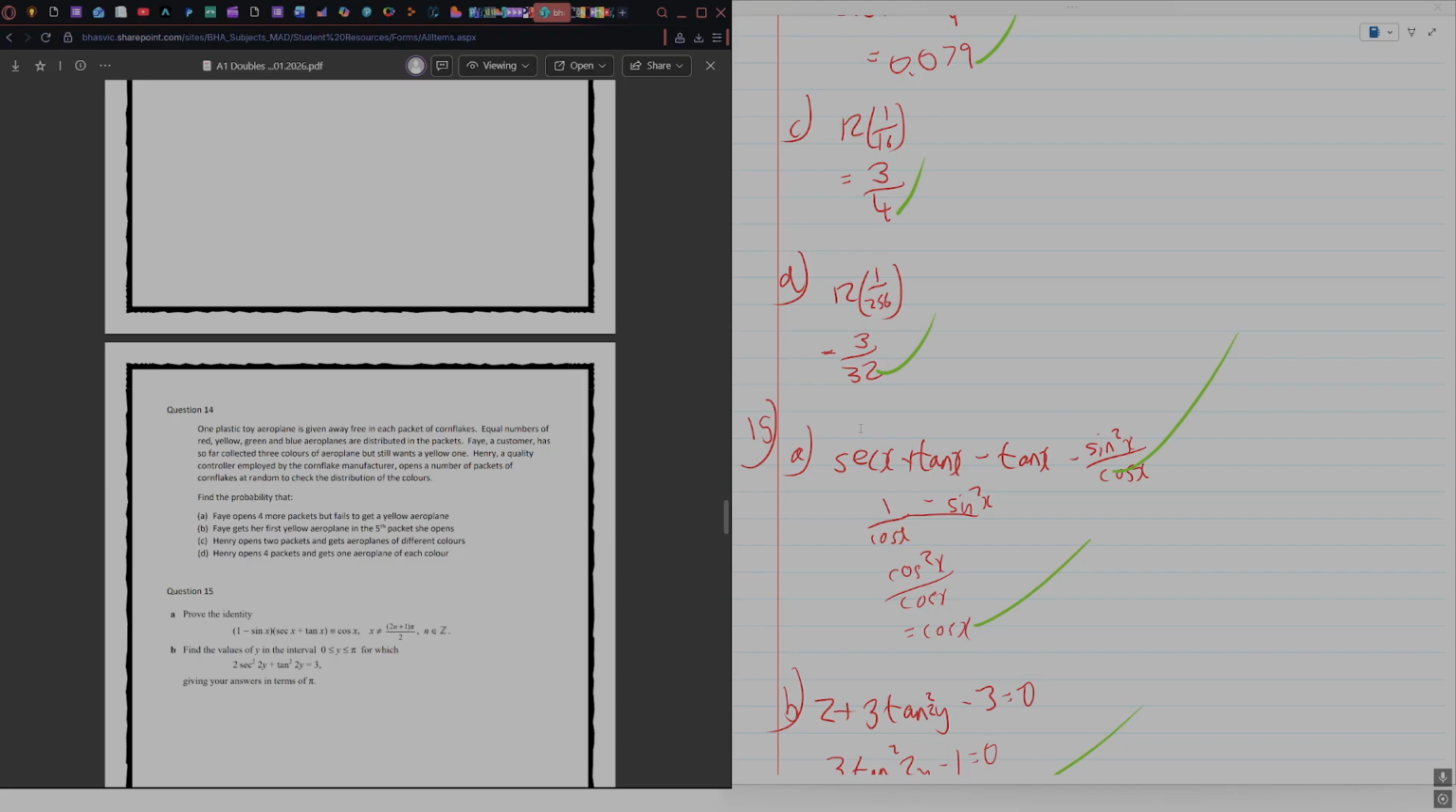Wait, did I? I think I wrote down the wrong number here. Sorry, I've done this wrong. The answer's right, but it's supposed to be 24 times 1 over 256, because there's 24 different ways of doing this. I don't really know how to explain it because you can use the choose function to figure this out, but that's not something you necessarily have to know. You kind of just have to think of it as a tree diagram, and then you can figure out how many different combinations you have.